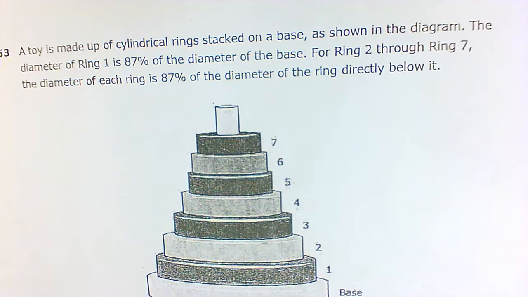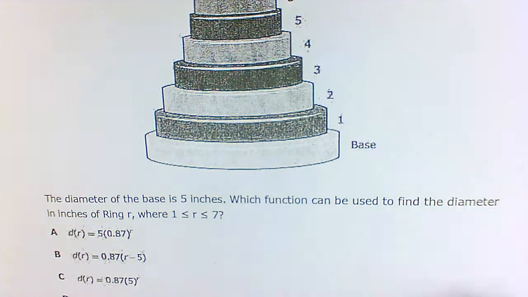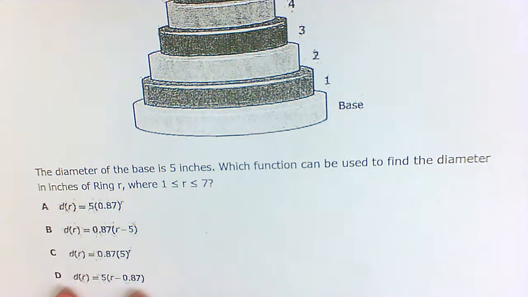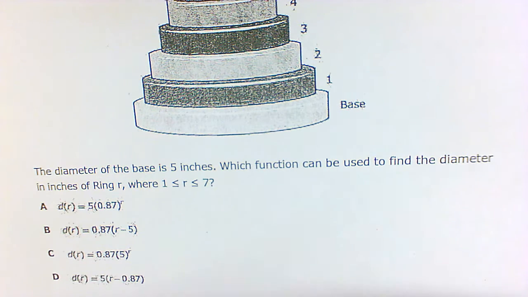Number 53. A toy is made up of cylindrical rings stacked on a base as shown in the diagram. The diameter of ring 1 is 87% of the diameter of the base. For ring 2 through ring 7, the diameter of each ring is 87% of the diameter of the ring directly below it. The diameter of the base is 5 inches. Which function can be used to find the diameter in inches of ring r, where 1 is less than or equal to r, which is less than or equal to 7?